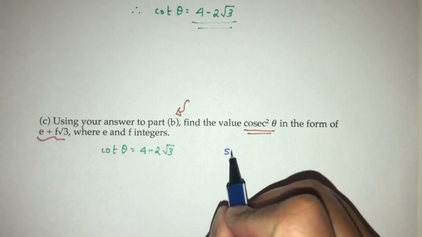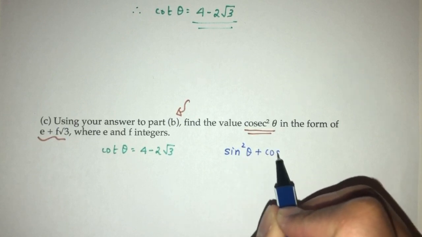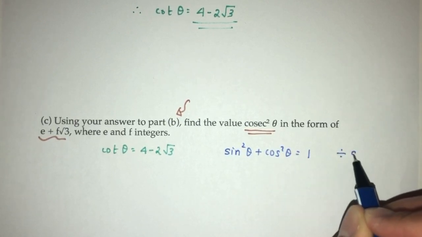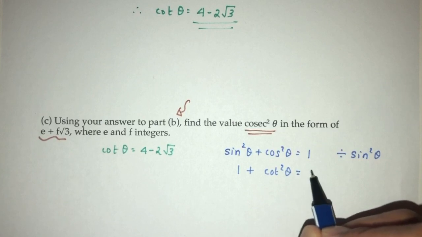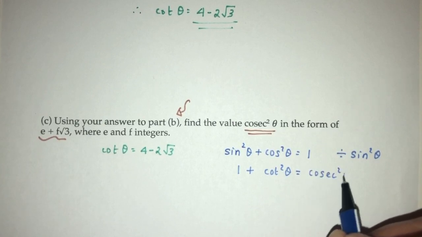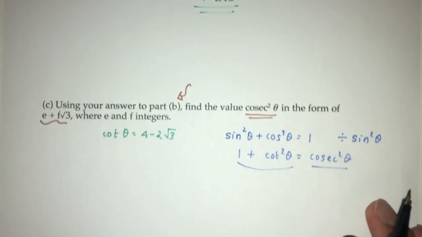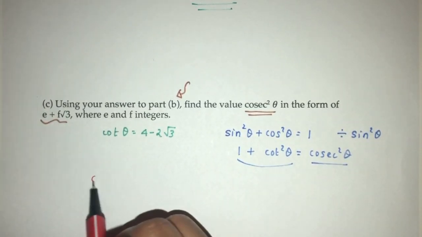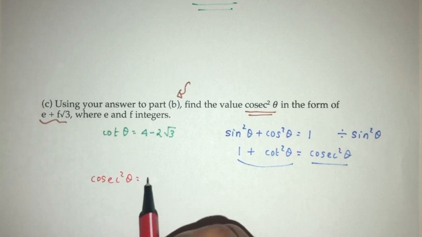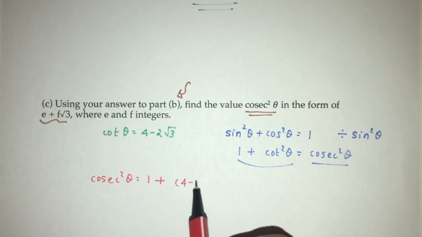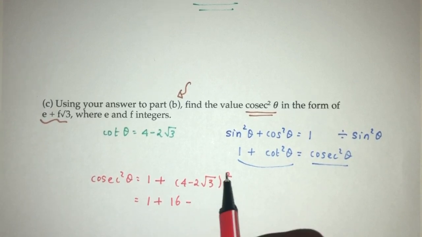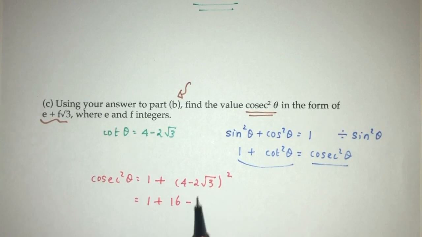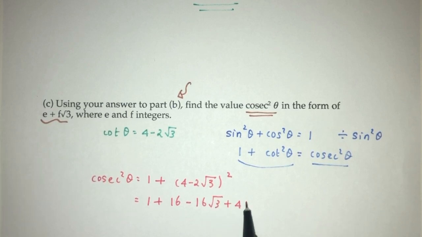Something we know for sure is that sin squared theta plus cos squared theta is equal to 1. What if you divide everywhere by sine square theta? You will have 1 plus cot square theta equal to cosec square theta. So we know this has to equal this. Now we just have to replace, so cosec square theta has to be 1 plus cot square theta, which will be 1 plus (4 minus 2 root 3) squared. That will be 1 plus 16 minus 2 times this, that should be 16, right? So 2 times 4 is 8, 8 times 2 is 16 root 3, and plus 4 times 3.